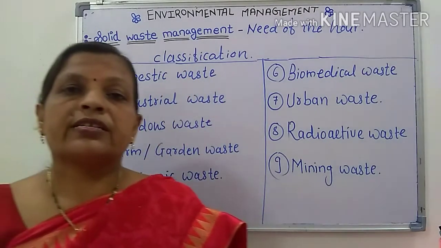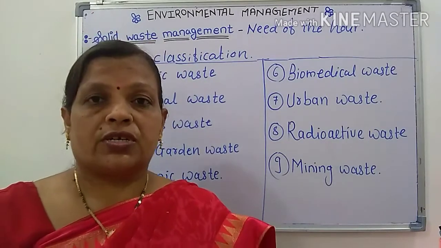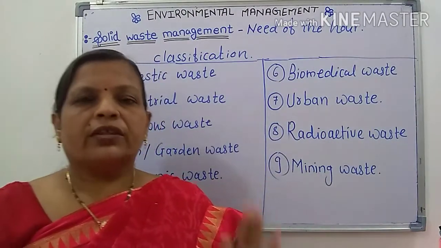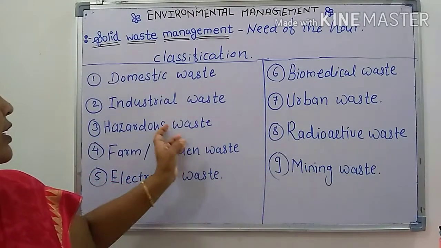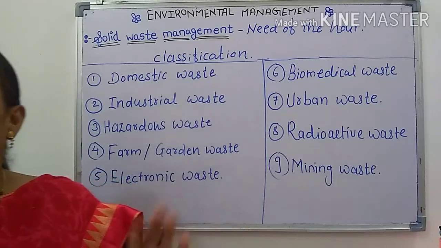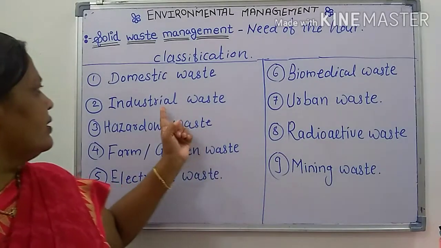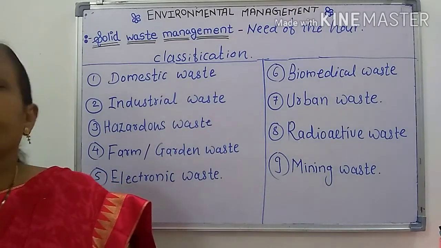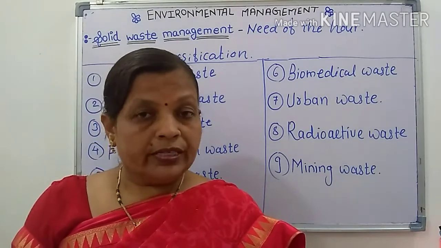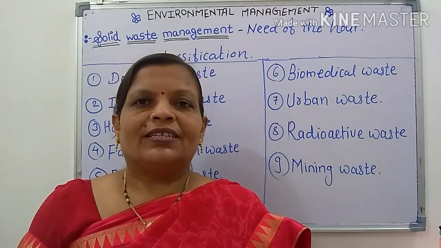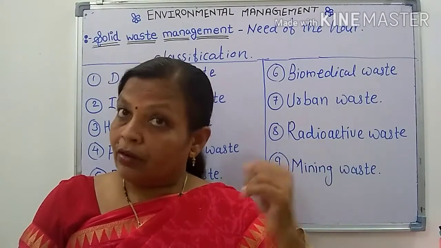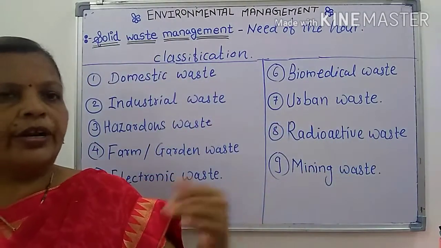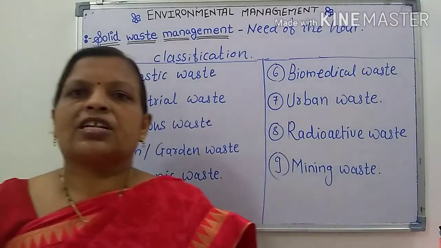The third type of waste is the hazardous waste. What is the meaning of hazardous? Hazardous means very harmful. The waste which is very harmful is called hazardous waste, and it includes the chemicals that are generated in the various industries. Then radioactive material. What is a radioactive material? The material which emits radiation, we have to see in detail about the radioactive waste. The radioactive waste is also there.